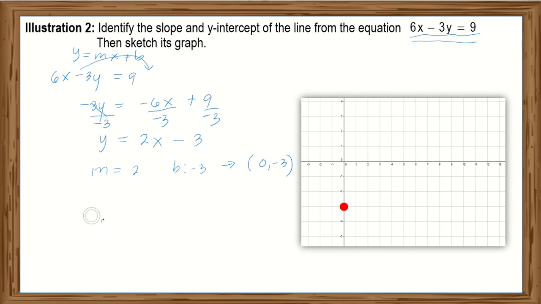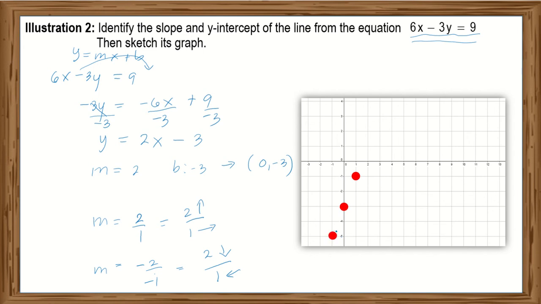Okay, this slope can be expressed as 2 over 1, or it can be expressed as negative 2 over negative 1. Okay, this means 2 units up, then 1 unit to the right. Then we also have here negative 2 means 2 units down and 1 unit going to the left. Okay. From the y-intercept, let's move 2 units up, 1, 2, and then 1 unit to the right. So we have this point. And then from the y-intercept again, move 2 units down, 1, 2, and then move 1 unit to the left.